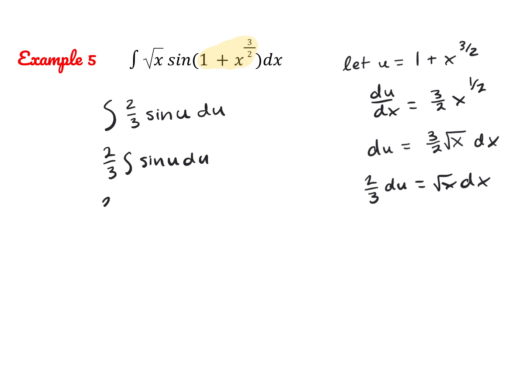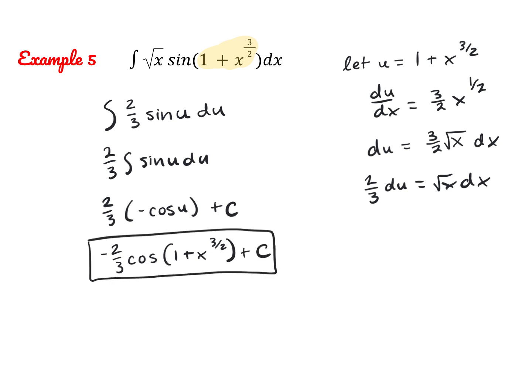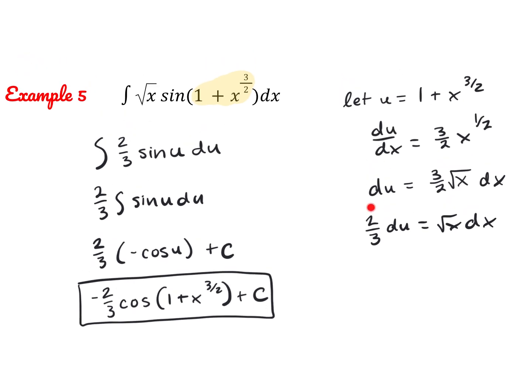And now we have 2/3 times negative cosine of u, plus c. And then we can substitute our u value back in. So we have negative 2/3 times the cosine of 1 plus x to the 3 halves plus c. And there you go. You'll see a pretty common thing with u sub is that when you're doing your substitution, sometimes the initial derivative is not a perfect match, but we can move stuff around to make it work and to achieve our substitution.